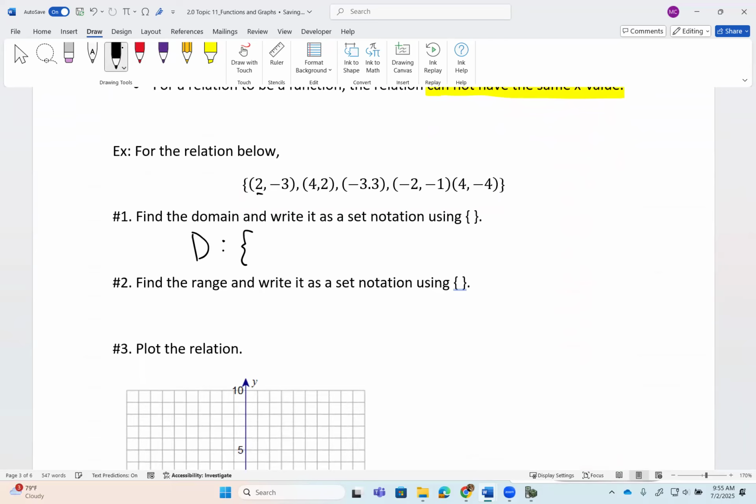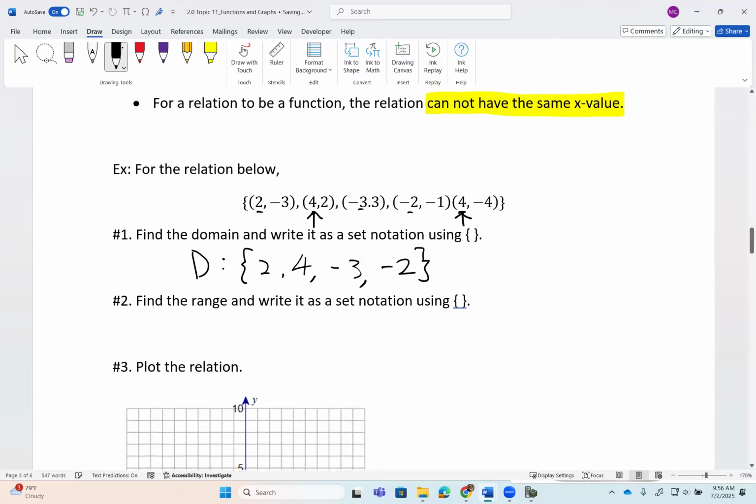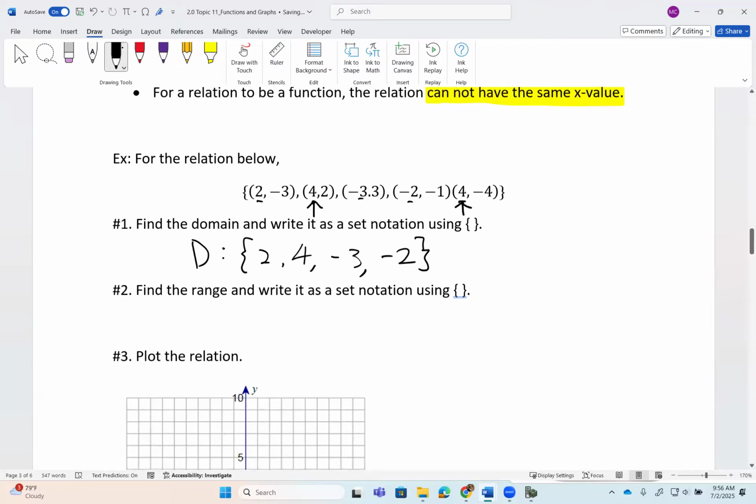So all I'm going to do is write down all the x values, right? 2, 4, -3, -2, and there's another 4. I'm not going to repeat the same number again. So right here, I got 4 here, 4 here. For a relation to be a function, I cannot have the same x value. So right now, this relation is not a function.